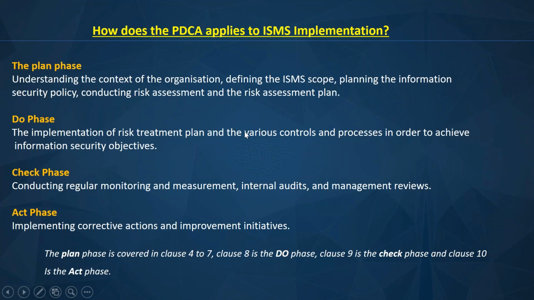I believe it is straightforward. I hope you understand the plan, do, check, act as it applies to ISMS implementation. Also, just remember that clause 4 to 7 is the plan phase, clause 8 is the do phase, clause 9 is the check phase, and clause 10 is the act phase. You do not need to cram anything here. Nobody's going to ask you to tell them what's in clause 4 or clause 5.